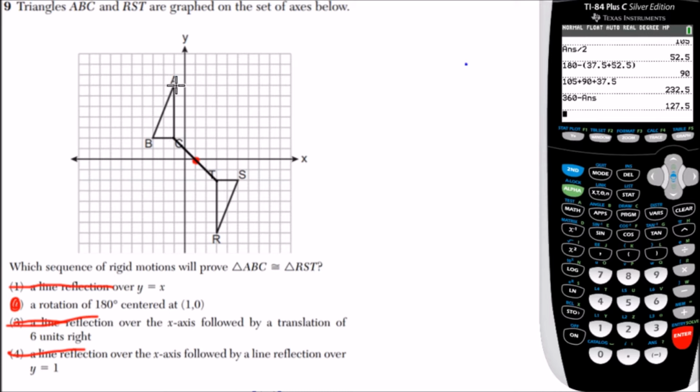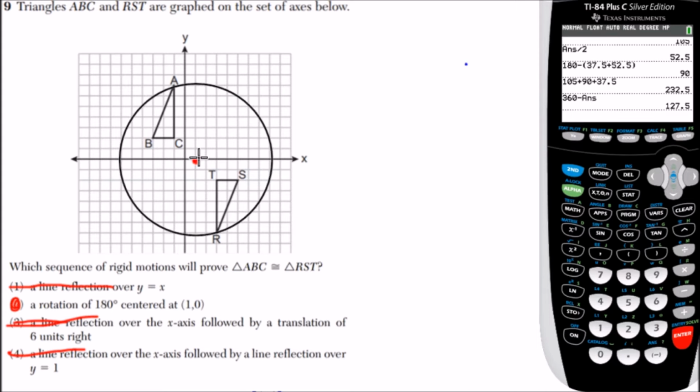Another way, which would not really be practical for the Regents, but if I were to make a circle with center 1, 0 going to point C, CT would act as a diameter of this circle. And if I repeat that process, let's say for A, you see how AR would act as a diameter for this circle, and then if I do it for B, same thing. BS would act as a diameter going through 1, 0. So definitely choice 2 here.